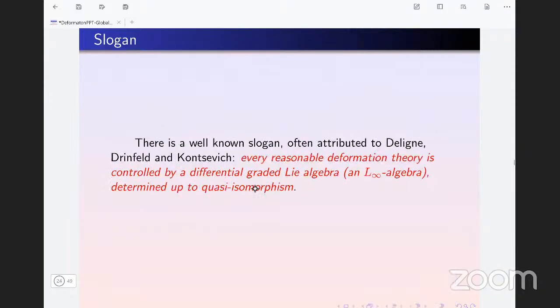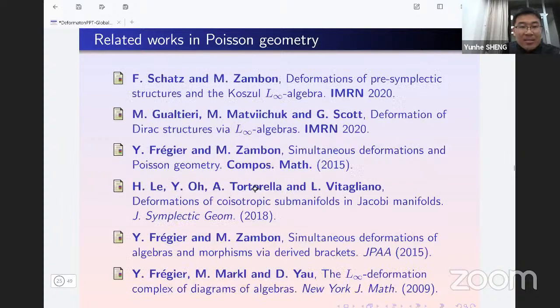There is a well-known slogan that every reasonable deformation theory is controlled by a differential graded Lie algebra or an L infinity algebra. You can see our results coincide with this slogan. Under this slogan, there are many related works in Poisson geometry. For example, one can study deformations of pre-symplectic structures and of Dirac structures, and all those deformations are controlled by L infinity algebras, actually.